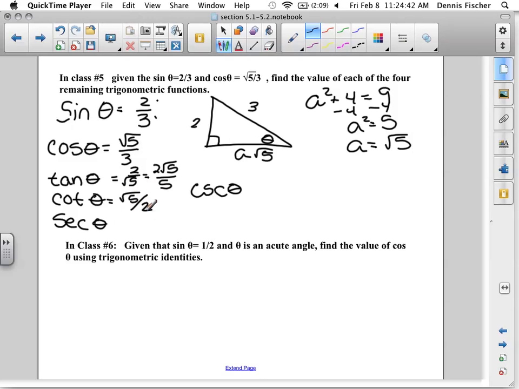How'd you get tangent? Tangent is opposite over adjacent. Oh, okay. So 2 square root of 5, but then I had to rationalize it. Secant is 1 over the cosine, which would be 3 square root of 5 over 5. Okay, that's rationalizing it, right? And cosecant? 3 over 2. Now, we're doing these 6 trig functions.